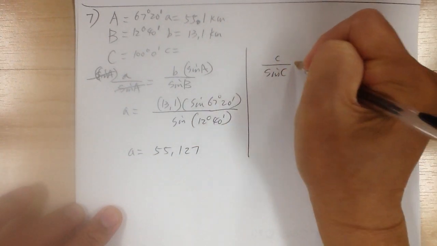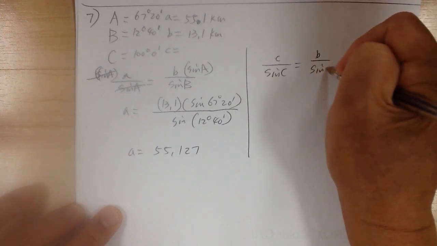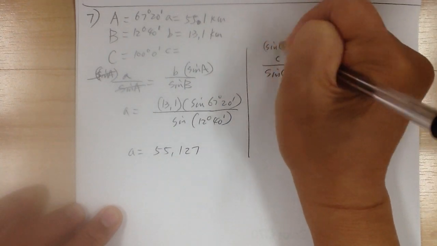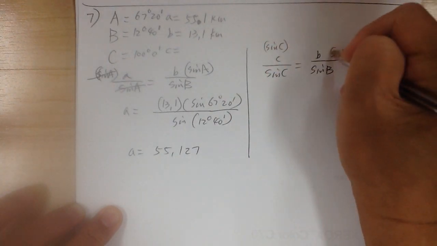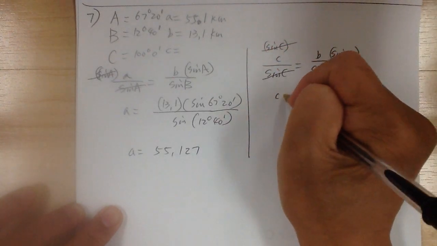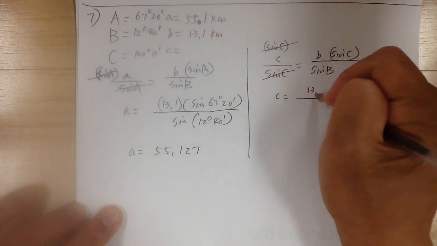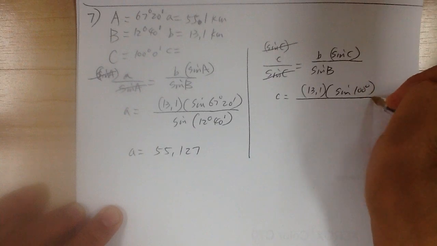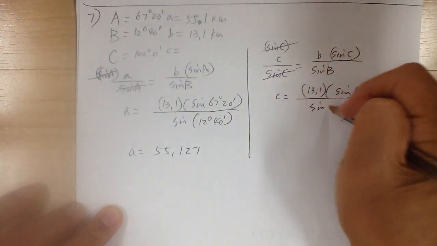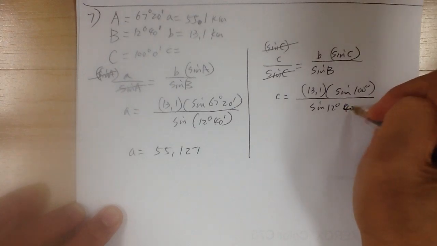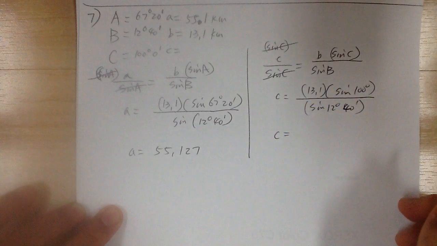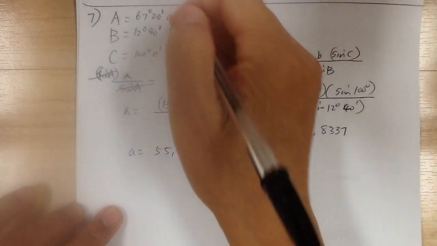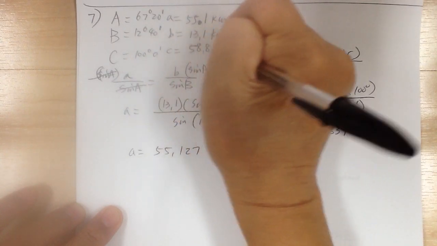Okay, to find C, again write down your formula. So C over sine C equals B over sine B. Okay, multiply by sine C on both sides, so that this will cancel out. So C will equal, small b is 13.1, sine of C would be sine of 100 degrees, sine B would be sine of 12 degrees and 40 minutes. Enter all that in your calculator, you get 58.8337. So when you come over here, you're going to get 58.8 kilometers.